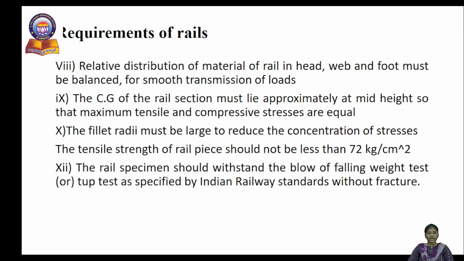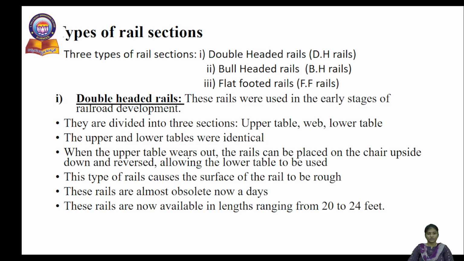The fillet radii must be large in order to reduce the concentrated stresses and improve the tensile strength of the rail section. The rail specimen should withstand the blow of the falling weight test and tup test. Both these tests you need to conduct in the laboratory before you use the rail in the railways. So what are the different types of rail sections which we use in general in the permanent way?